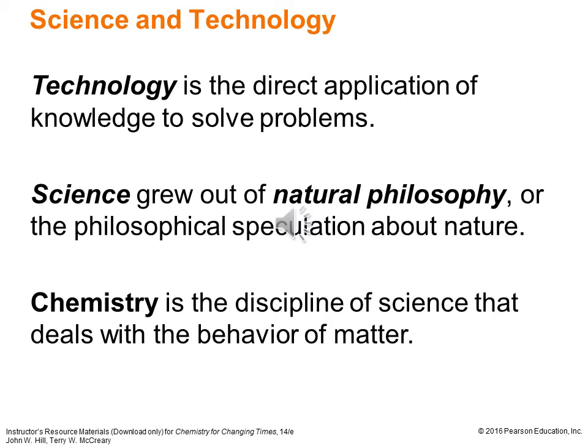So we have some more definitional terms here. Technology is the direct application of knowledge to solve problems. We have science coming out of this natural philosophy, or the philosophical speculation about nature. Humans have been interested in nature pretty well as long as humans have been a separate species. We're very curious, and that natural curiosity is good.